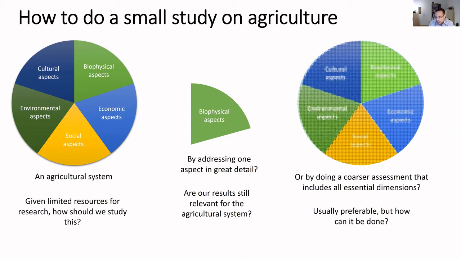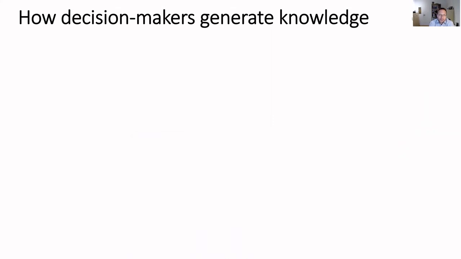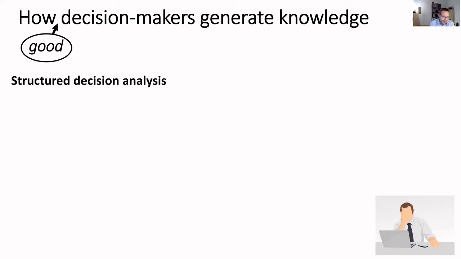But how can it be done? That's really the question we try to address. And for this, it's quite interesting to look at how decision makers generate knowledge. Okay, there's all kinds of decision makers out there, and sometimes we don't want to know how they generate knowledge, but there are good ones who actually have found structured approaches to generating knowledge. And let's look at how these operate.